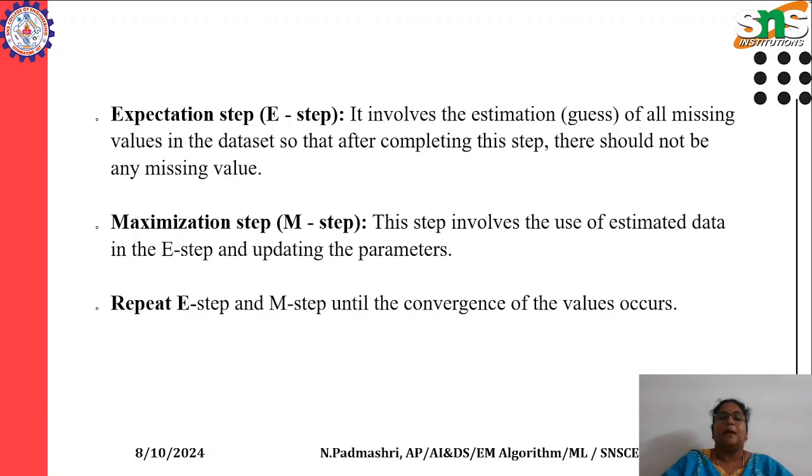Maximization, the M step. What does this step involve? It uses the estimated data present in the E step and updates the parameters. So the estimated data will be sent from the E step to the M step. This analyzes the estimation data in the E step and updates the parameters in the M step. Repeat these two steps continuously until convergence of your value occurs.